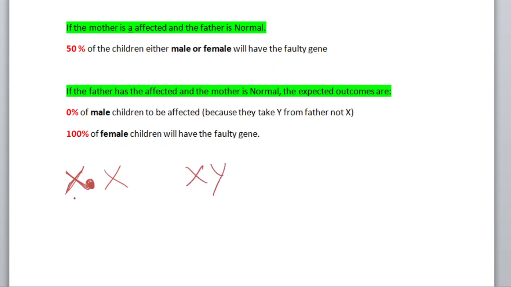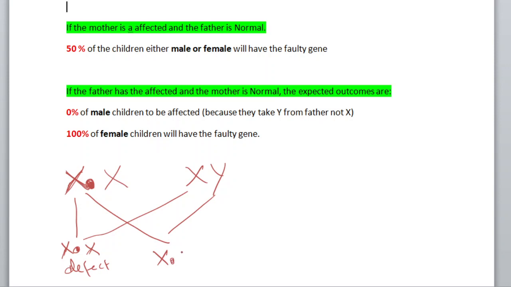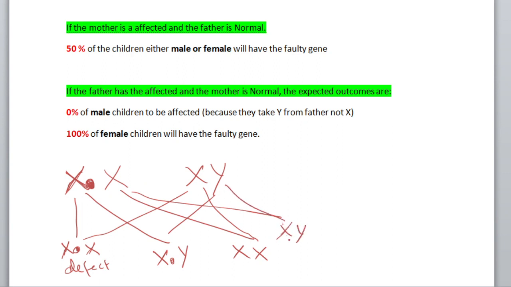Now, if the mother is defective, we will denote the defective X by a dot, and the father is normal. So the defective X along with X forms a defective female. The defective X along with Y combine together to form XY, and this is a defective male. When the normal X combines with this X, they form a normal female, and this X along with this Y will come together to form a normal boy.